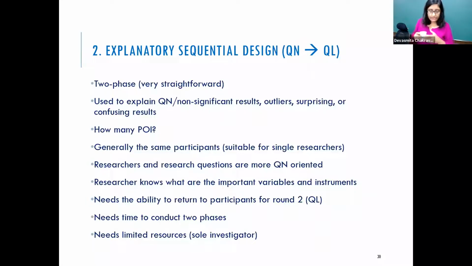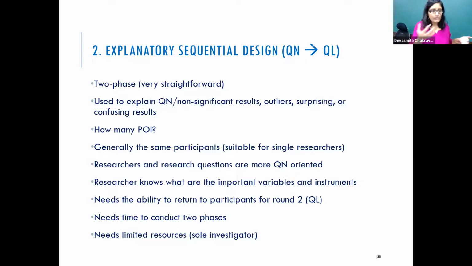You need the ability to return to participants for round 2. That's very important, that they have to explain what they wrote in the survey. It needs time to conduct the 2 phases. This is very important. If you don't have enough time, if you have to finish your PhD on time, you're running short, this may not be a good design because you're waiting for the first phase to start your second phase. And also it needs limited resources.